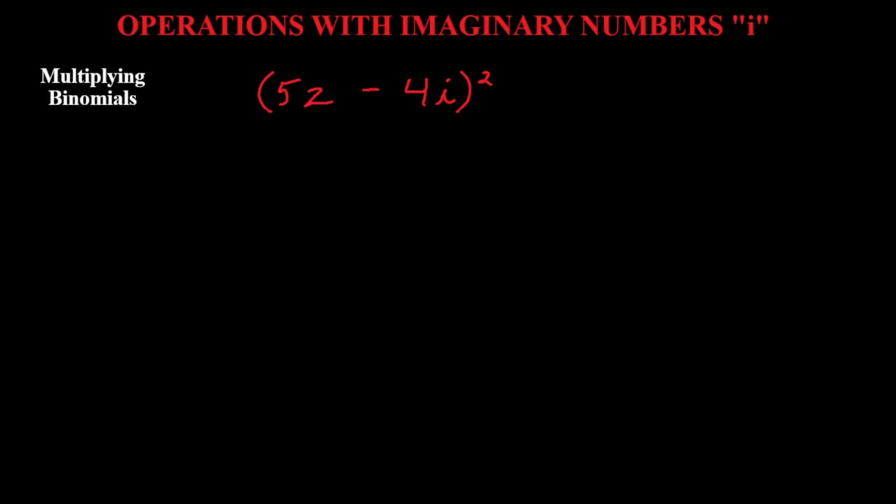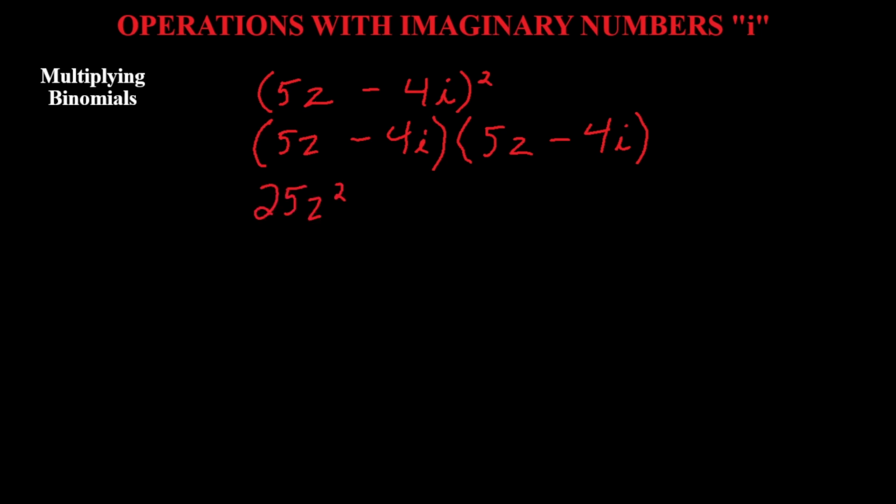Here I have 5z minus 4i and the entire thing squared. That's the same as 2 binomials. And to multiply these, we use FOIL, so 5z times 5z. Then I have 5z times minus 4i, that's minus 20zi. And then again for the inner terms. And then for the last terms, a minus times a minus is a positive. 4 times 4 is 16. i times i is i squared, and i squared is minus 1, so we'll put a minus 1 there.